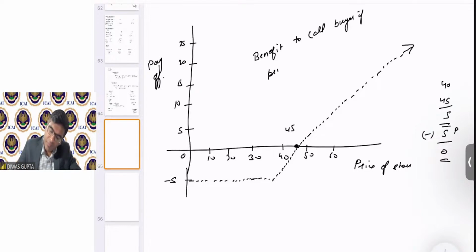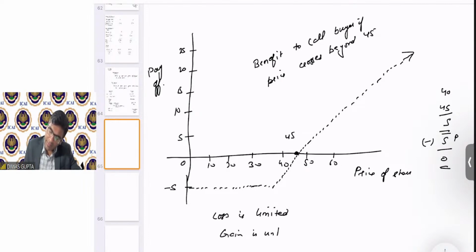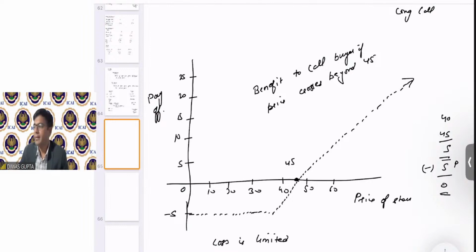If price crosses beyond 45, okay, students. In this case, loss is limited. However, gain is unlimited. This is what is visible, right? So the gain is unlimited to the call buyer. However, the loss is limited. Okay, students, I hope this is clear till now.